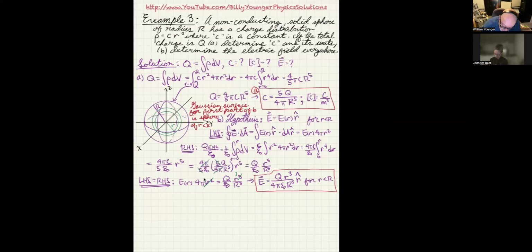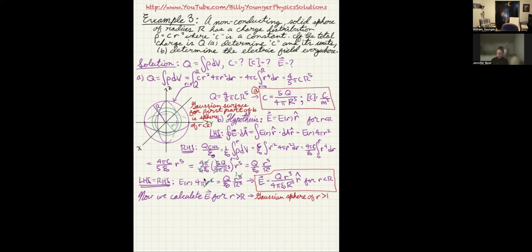Now we calculate E for r greater than big R, which means we now have a Gaussian surface that is a sphere of radius little r that happens to be bigger than big R, even though I'm not showing it on here. So now I'm going to do the same hypothesis and all that stuff.